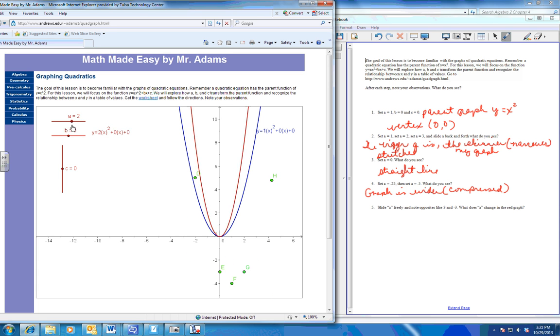Okay, so play with it a little bit. I'm going to let you write down your answer, and then you're going to do the rest of the worksheet just by changing the values. It's going to tell you what to change the values to, and then you're going to answer the questions.